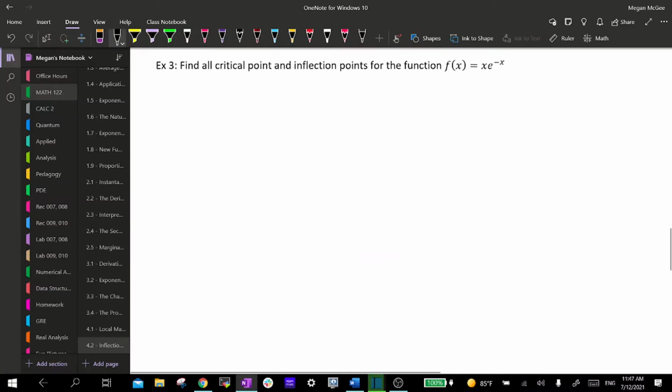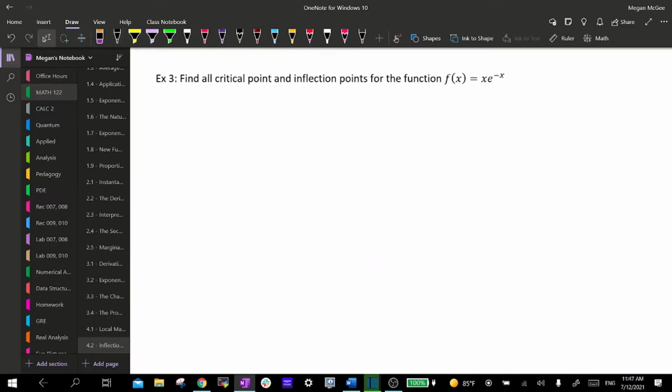Alright, so example 3 asks us to find all critical points and inflection points for this function. f of x is equal to x times e to the negative x. Our critical points are where our first derivative is 0. So we need to go ahead and take our first derivative.